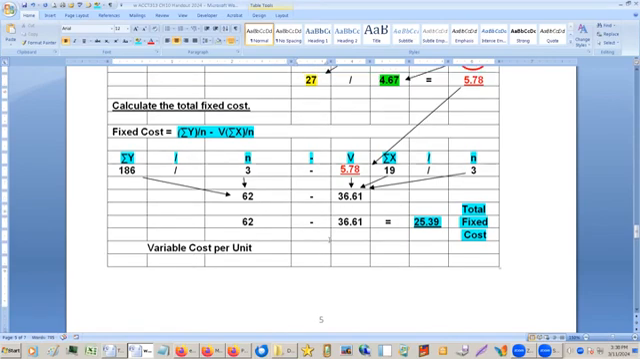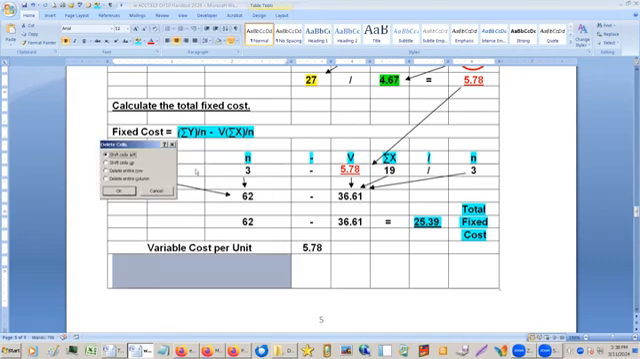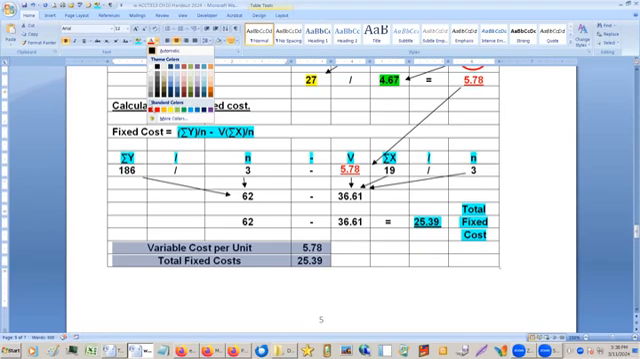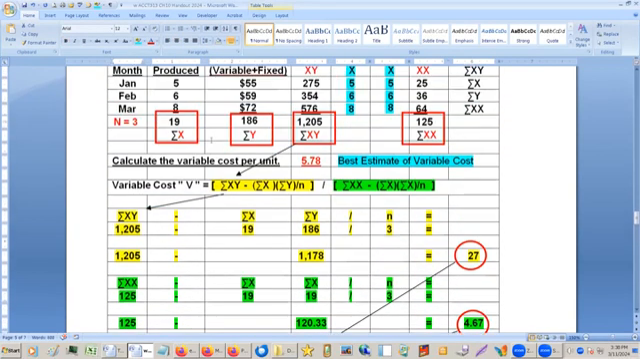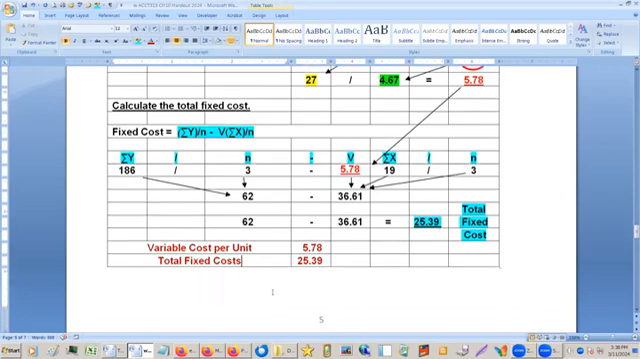So variable cost per unit would be 5.78, and total fixed costs will be 25.39. And again, the reason we're doing it is that this is a more accurate number. It takes into account all of our data points. There's only 3 of them, but it takes in all the data points and gives us the best answer. So this is our best estimate of what the true costs are.